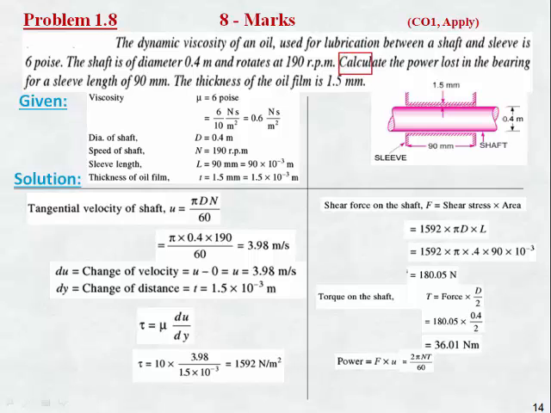In the problem, they ask to calculate the power lost. So we have to find the power. Power P equals F into U, or power equals 2 pi N T by 60. We apply the values, where N is 190 rpm and torque is 36.01 Newton meter. Finally we find the power value as 716.48 watts.